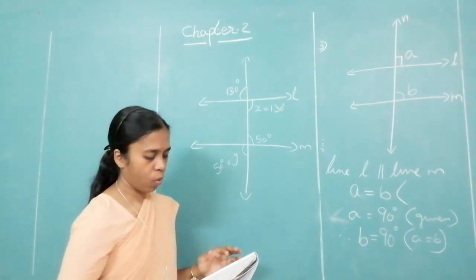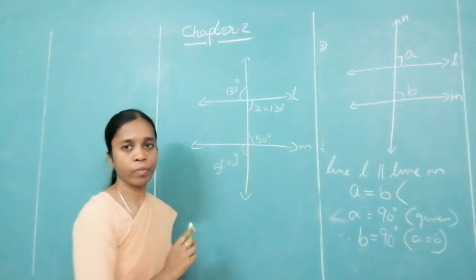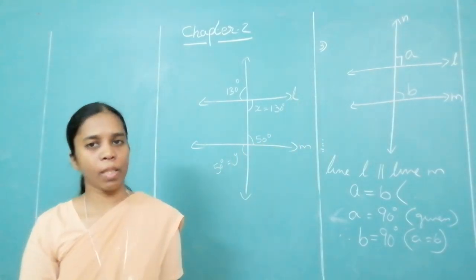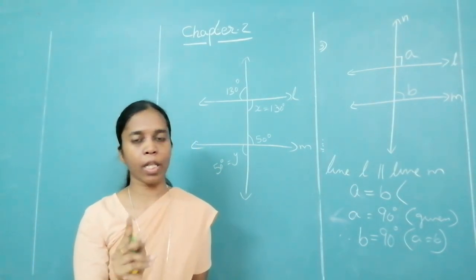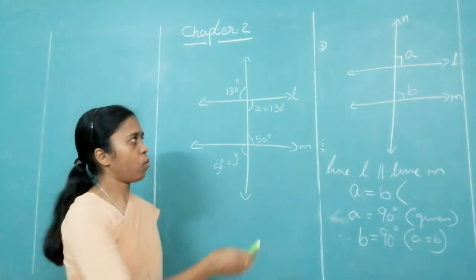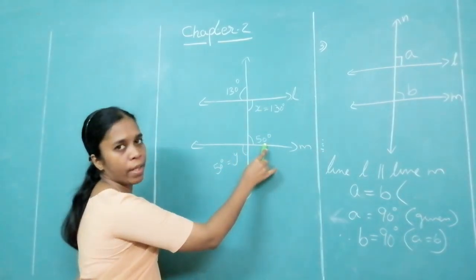Now what have you to find? Show that these two lines are parallel. To show any given lines are parallel, I said we have only three tests: corresponding, interior and alternate angles. Now which one is marked over here? The marked one is interior angles.